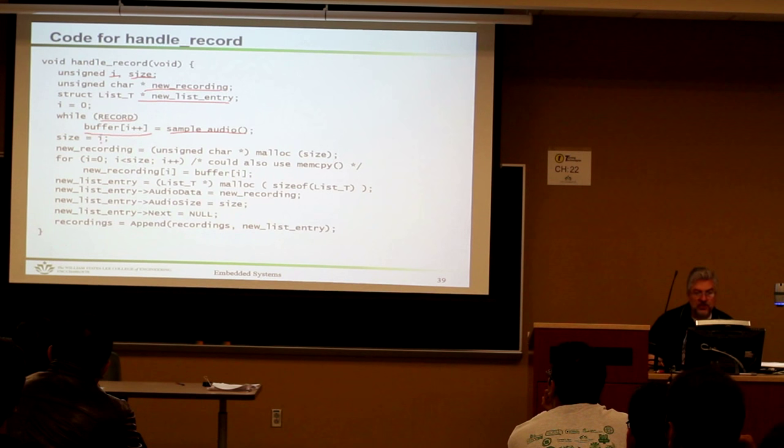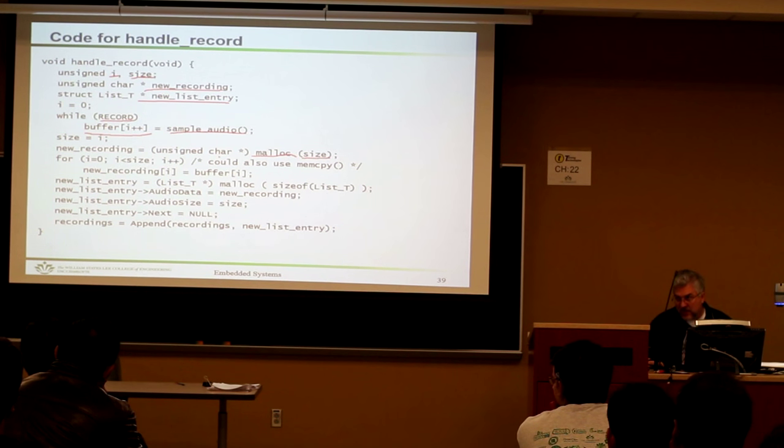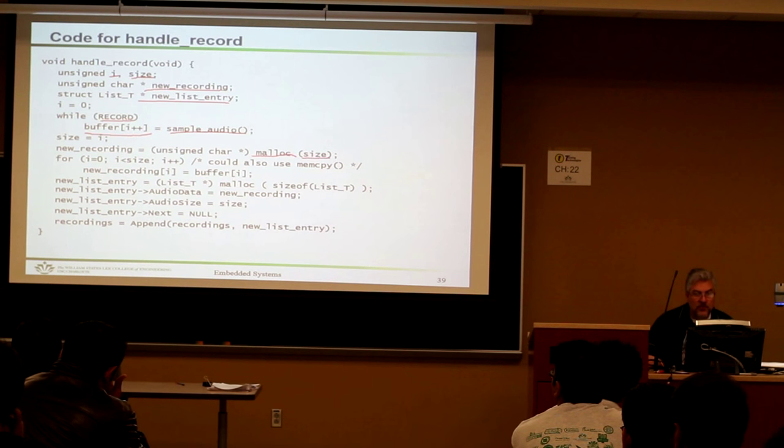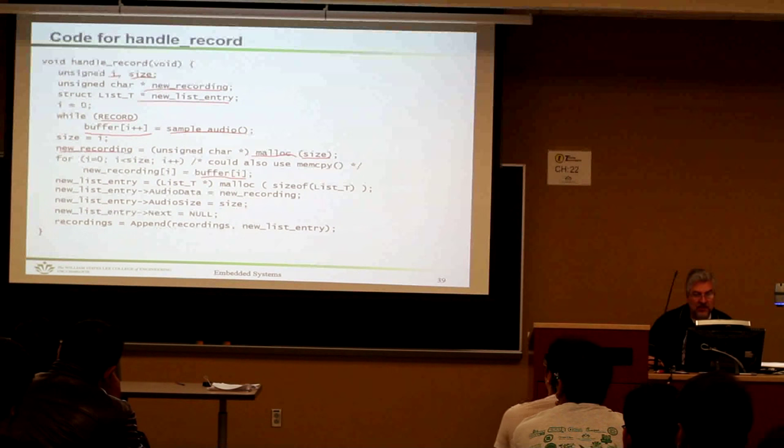Then you're going to have what your size is. Then you're going to create enough space for your recording. And it's going to be a character array up to how many bytes? 64K. Then what you're going to do is copy it over from your temporary buffer to the space you just allocated.